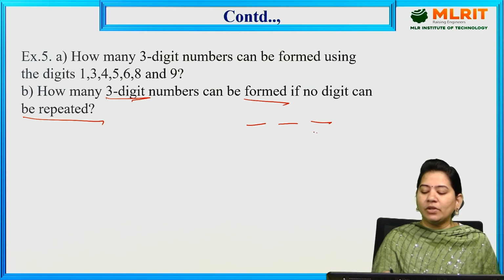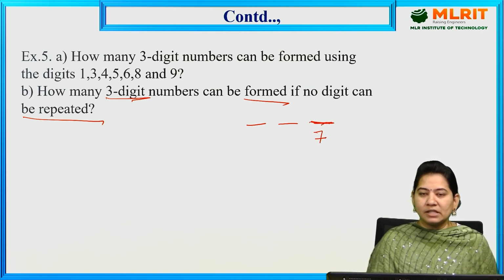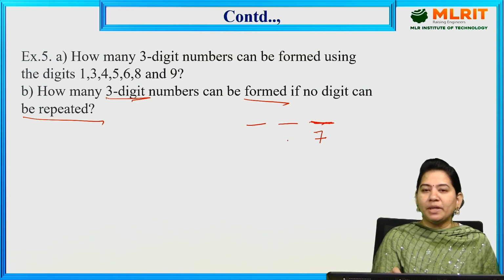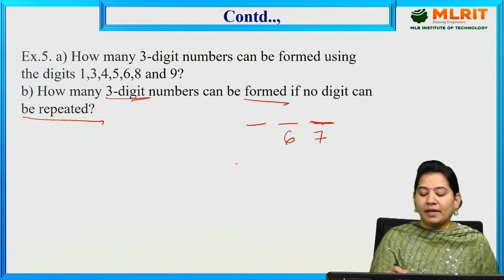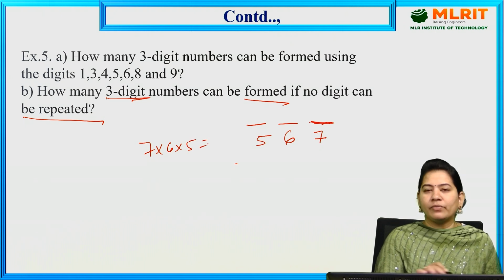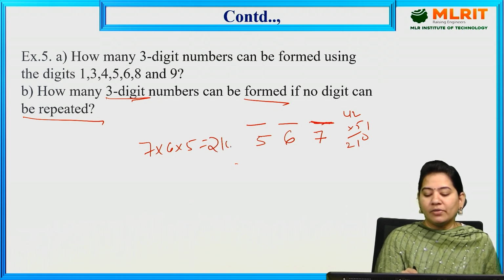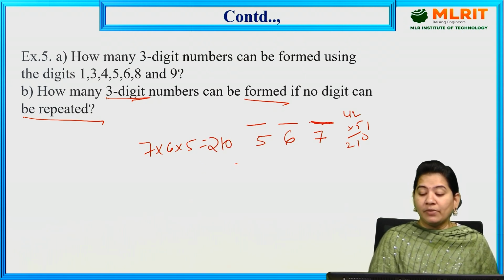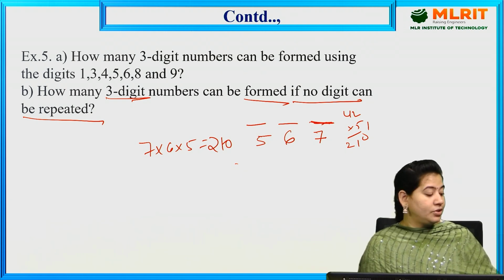That means if the units place is having 7 chances, obviously the digit cannot be repeated in the tens place or hundreds place. Then obviously you'll have 6 ways, and in the hundreds place, you'll have 5 ways. So 7 into 6 into 5. 7 6s are 42, 42 into 5, 5 2s are 10, 5 4s are 20 plus 1 is 21. Altogether we have 210 3-digit numbers that can be formed if no digit is repeated. So this is the answer for the 5th question.